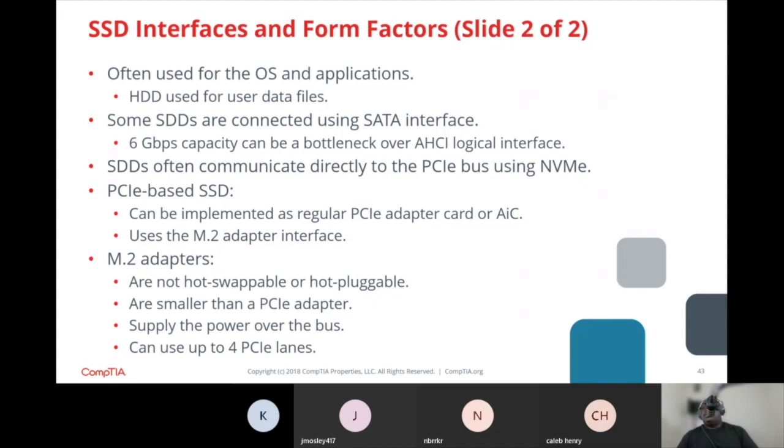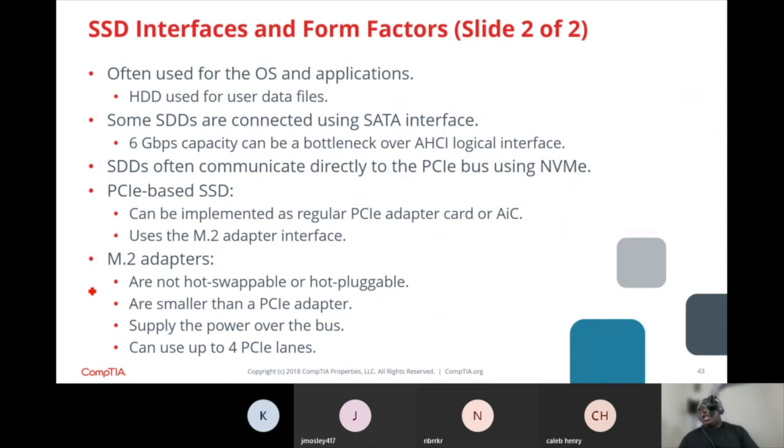Some SSDs are connected using a SATA interface, which moves at 6 gigs per second capacity, and it can bottleneck over the AHCI logical interface. That's why they're using PCIe directly with the NVMe. PCIe-based SSDs can be implemented as a regular PCI adapter card, or use the M.2 adapter interface.